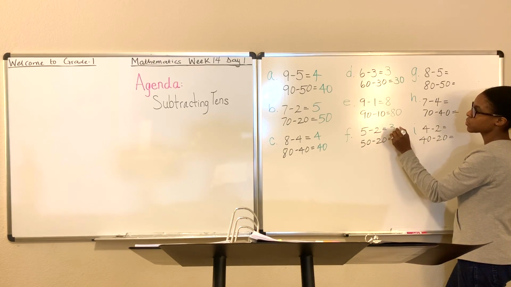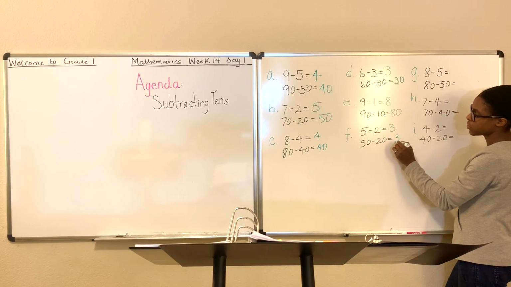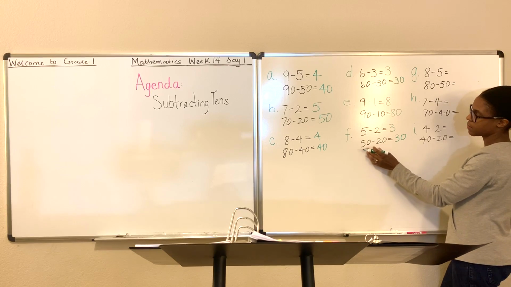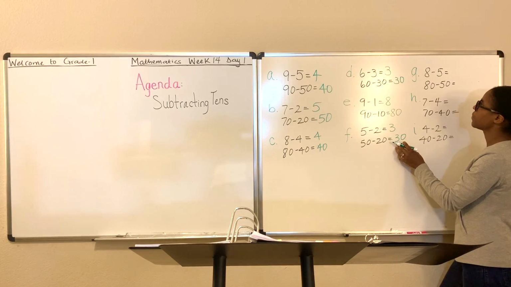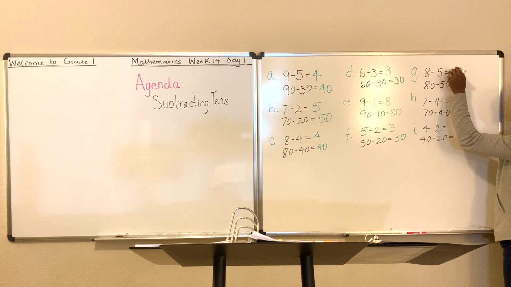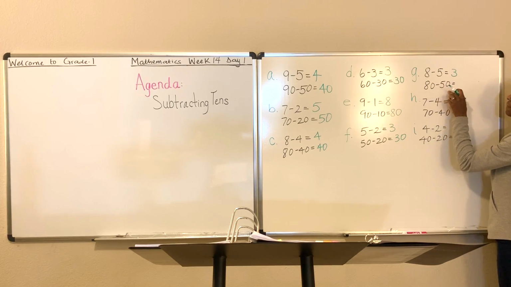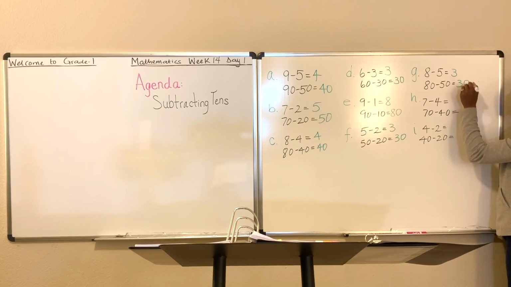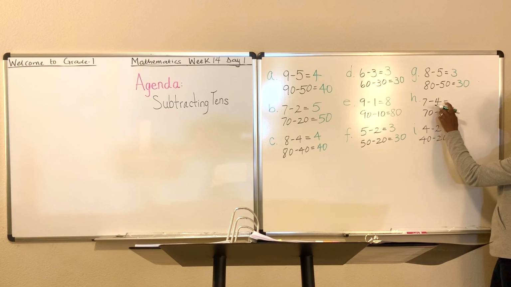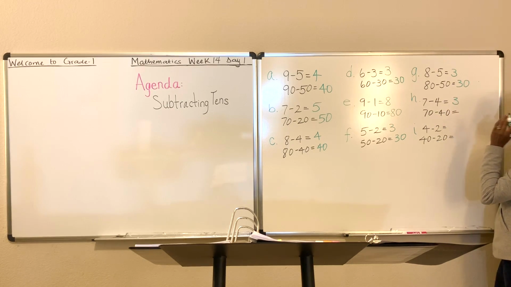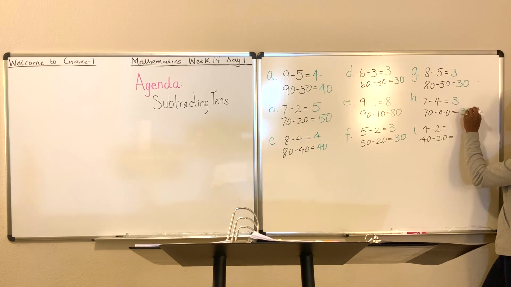5 minus 2 is 3. 50 minus 20 is still 3. Just don't forget your 0 for 30 because we're working with tens. 50, 20, 30. 8 minus 5 is 3. 80 minus 50 is 30. 8 minus 5 is still 3. Just don't forget your 0. 7 minus 4 is 3. 70 minus 40 is 30.